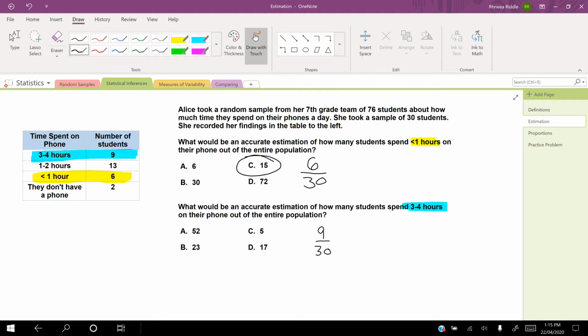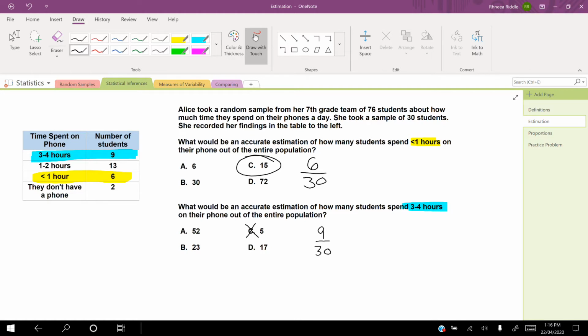So this time we're going to start by looking at our answers, and we can automatically say that C is not correct because that is less than 9. Anything less than 9 would be saying that if we asked every single one of those 76 students, less people would say they spend as much time on their phone than if we interviewed 30. So it doesn't make sense.